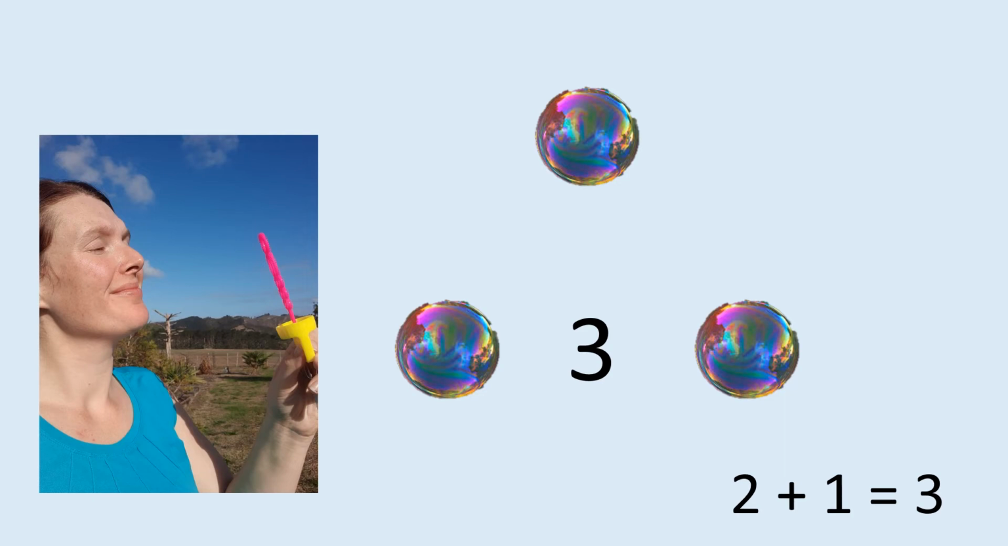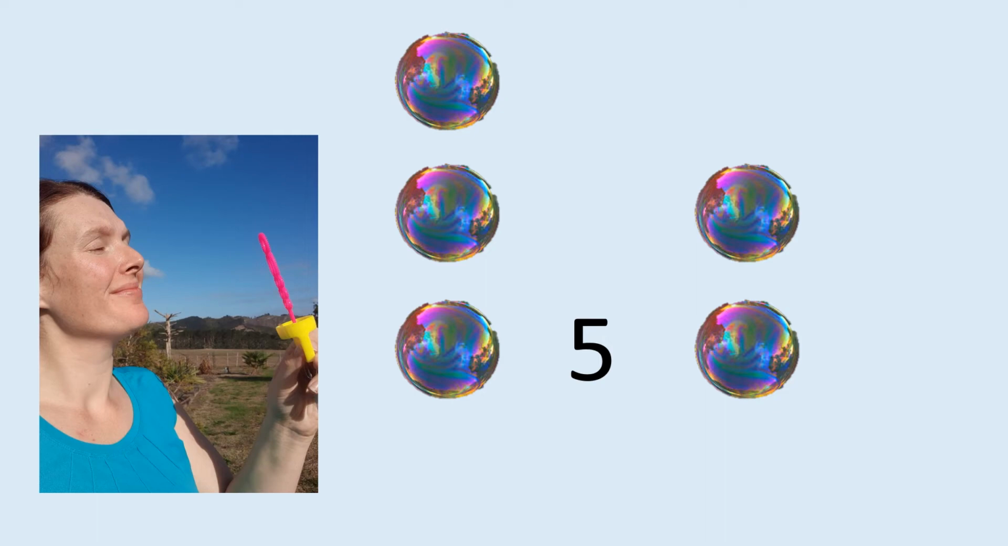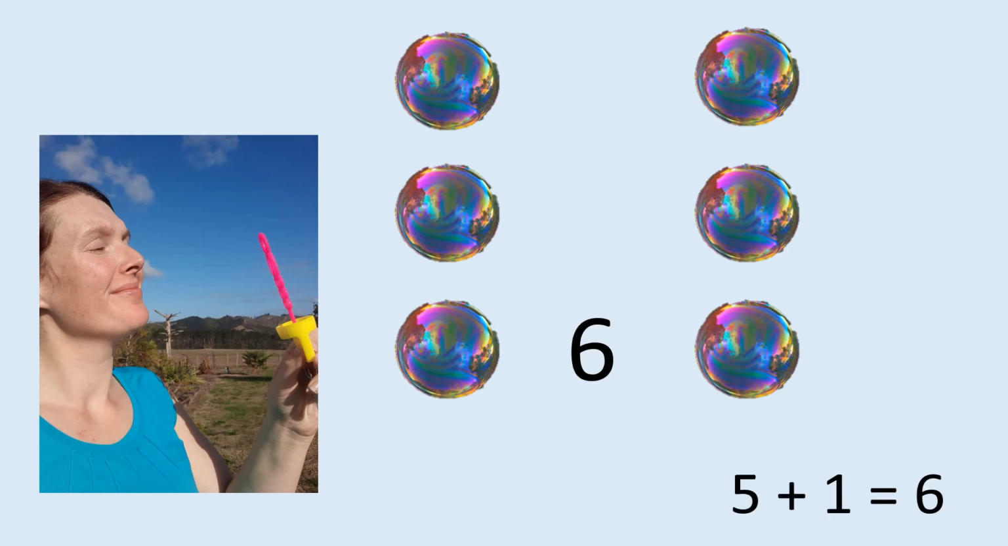And if I wanted to write that as an equation, I'd write it down here. 2 plus 1 equals 3. This time, I blow 5 bubbles. And then I blow 1 more. How many bubbles is that? That's right, 6. I know that if I have 5 and I add 1 more bubble, that's looking at the number after that, I would get 6.